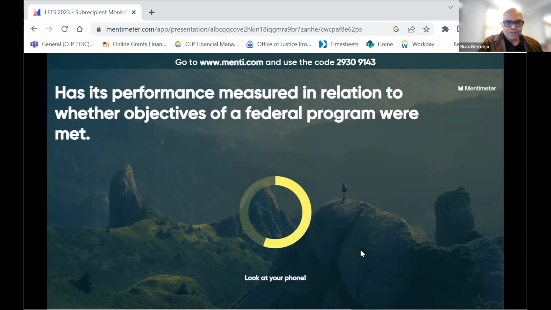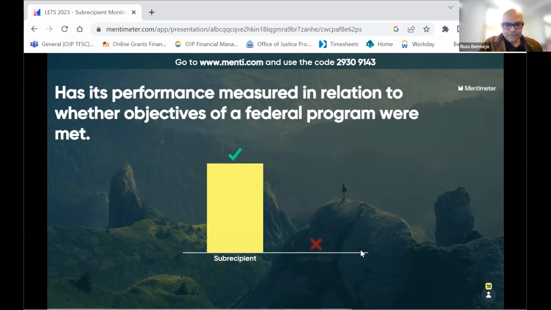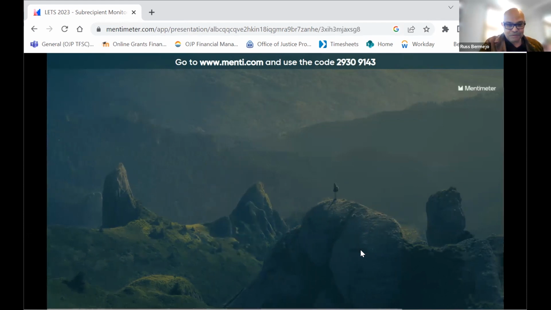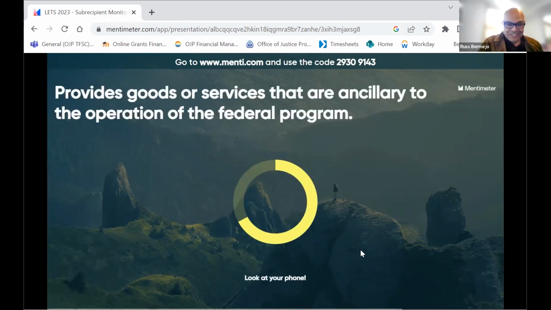Has its performance measured in relation to whether objectives of a federal program were met? Is that a subrecipient or a contractor? Okay. Wow, Zarel, I think this group understands the characteristics. They're doing really well. I think we're going to have to skip the next slide, huh? Maybe, you may not even do this.